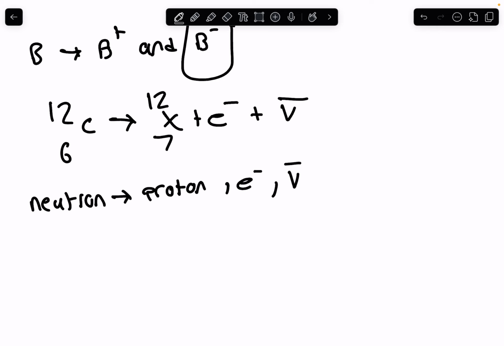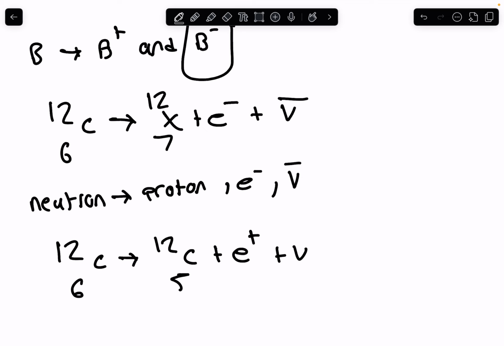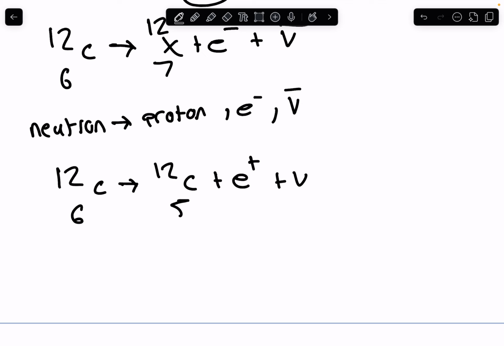So let's move on to the other type of decay, beta plus. Using carbon, it actually becomes this plus. So you see here, everything has become opposite. A proton in this case became a neutron. As you see, the proton number decreases, but the nucleon number will always stay the same in beta decay.